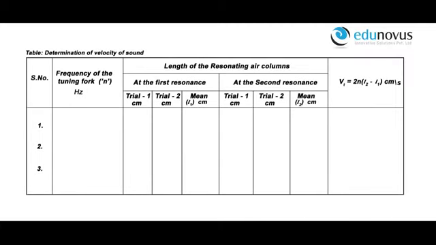Determination of velocity of sound. For a tuning fork of 512 Hz, at first resonance, trial 1 is 16.6, trial 2 is 16.7. Therefore, the mean of the trials is 16.65. At second resonance, trial 1 is 50, trial 2 is 50.1. Therefore, the mean of the trials is 50.05.